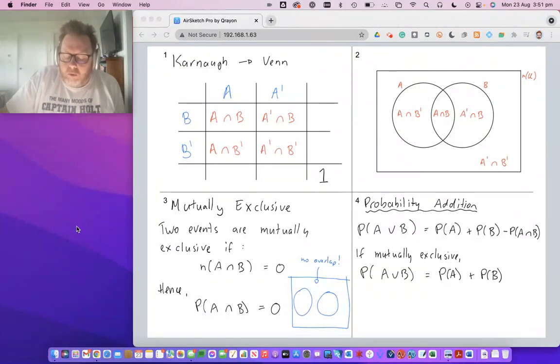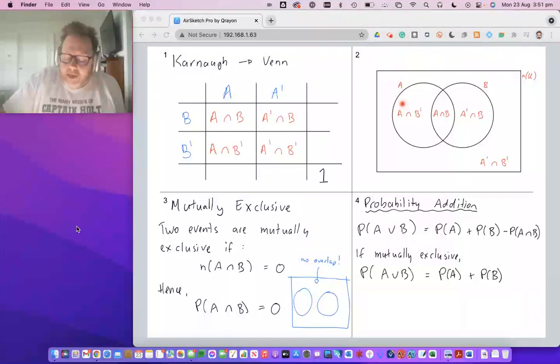this moon section would be A and not B. Okay, so it's all of A but not B, so it's just A and not B. This would be not A and B here. This is our classic intersection of A and B, and this would be not A and not B. Okay, so this would be how we would break it down.